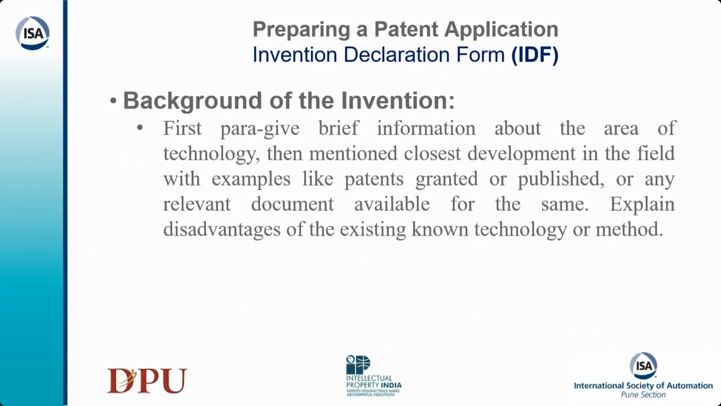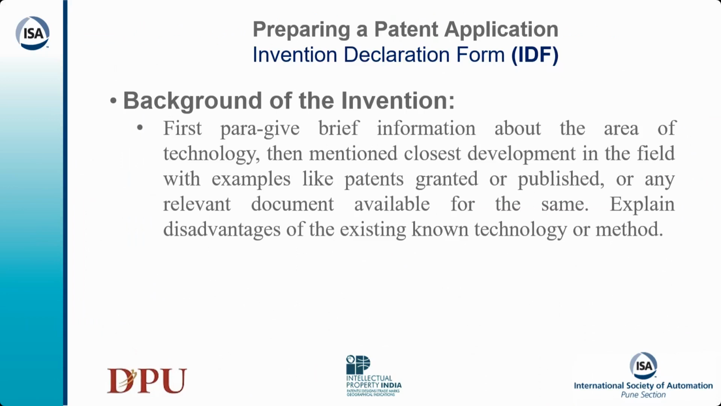So I have given some sites at the end so that I'll give you the brief idea about how to search for the inventions, similar inventions, and that needs to be mentioned in this particular title. So I just read it again. First para gives the brief information about the area of the technology, then mention closest development in the field with examples like patents granted or published or any relevant document which is available for the same.